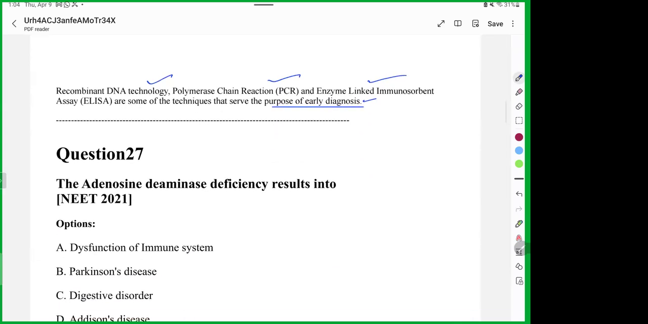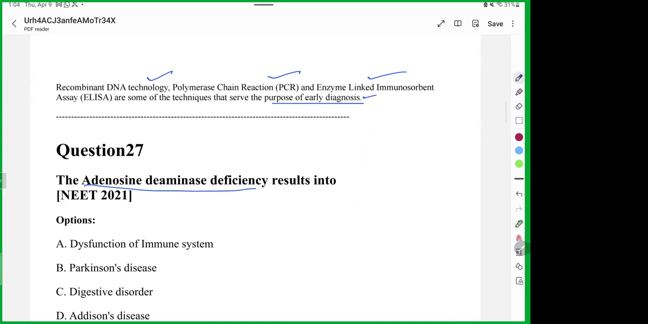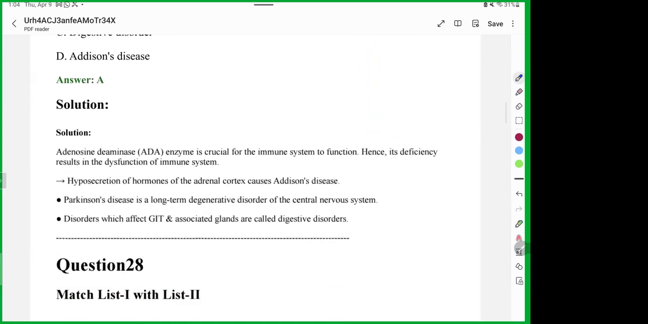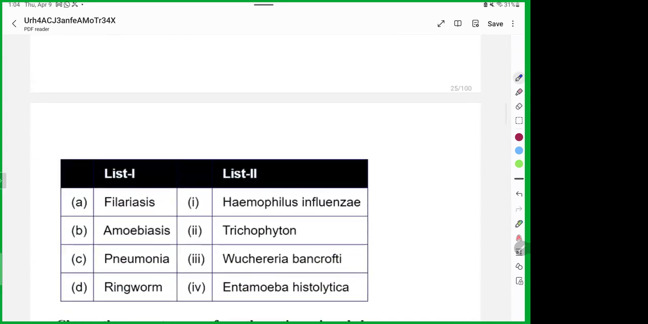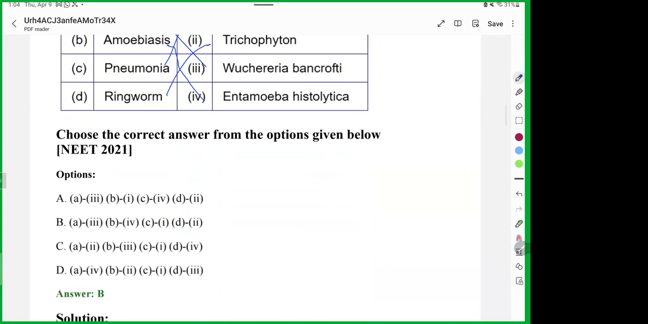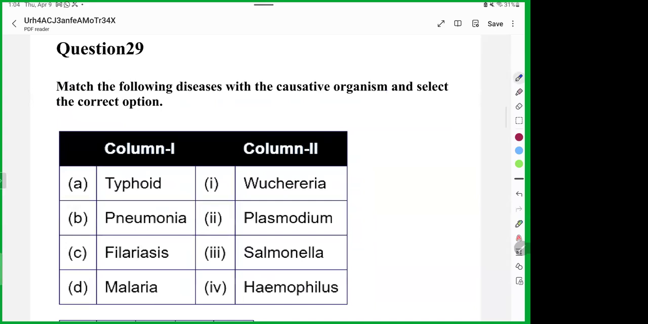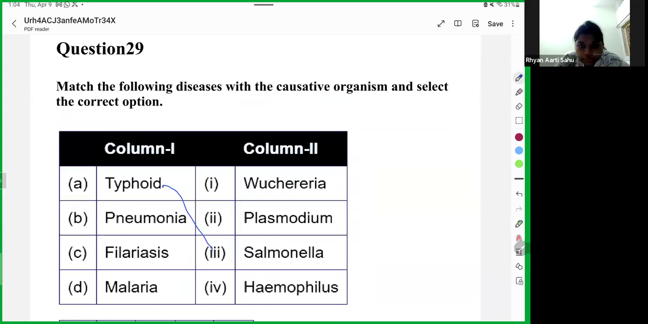Okay. Next, Chandana. Adenosine deaminase deficiency results in? Option A. Sir. Yes, gene therapy. We'll do that in the next chapter. Next, Nikki. Filariasis, pneumonia, and ringworm. Next, Ryan. Typhoid, so typhoid, pneumonia, salmonella, malaria, plasmodium, filariasis, Wuchereria, pneumonia.